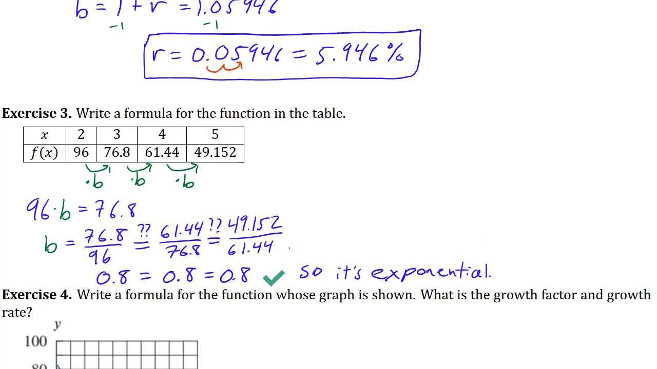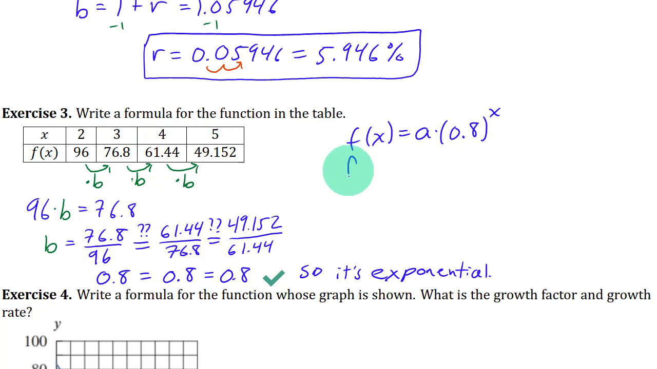All right, so we got b along the way. So we know it's going to be something like f of x equals a times b, which is 0.8 to the power x. But we don't know the a, so I guess we could figure it out by plugging in x equals 2, and the result is 96.